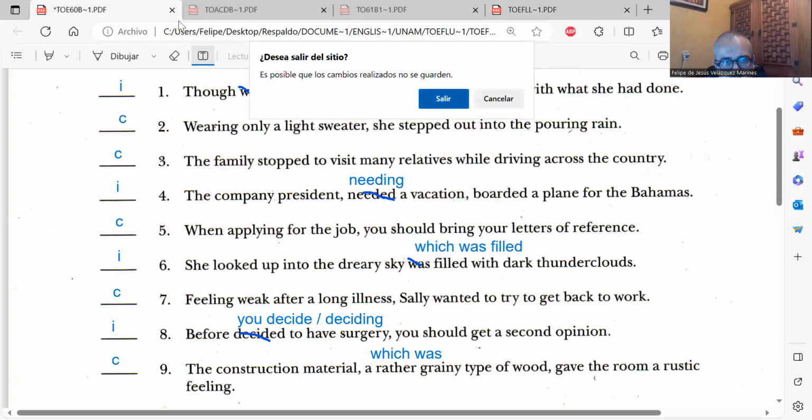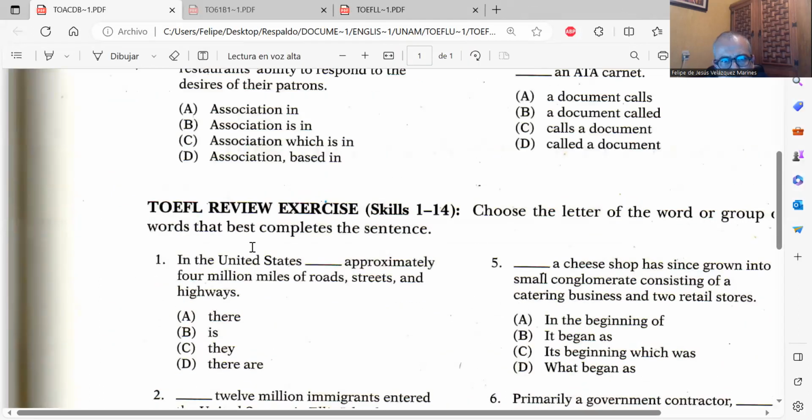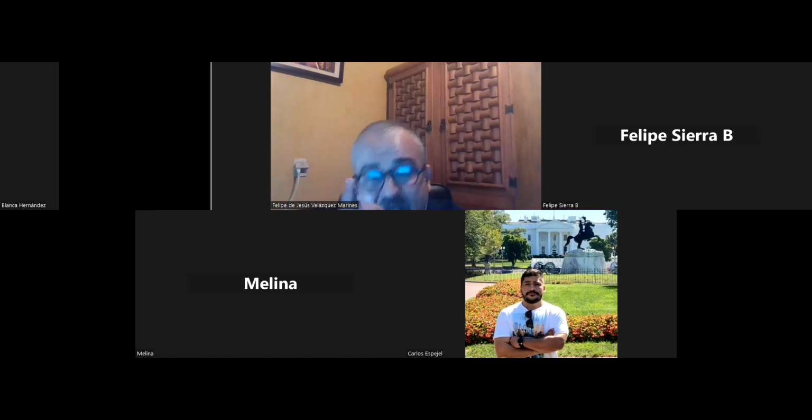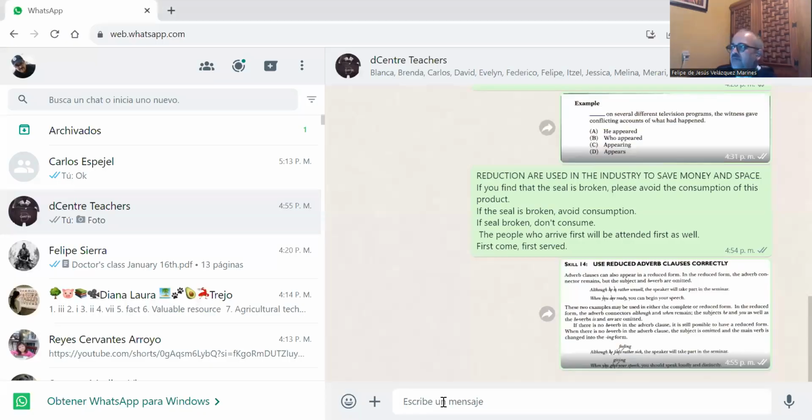Subject verb inversion. I don't remember if I explained to you the 9 cases of subject verb inversion or I explained it to a student. I think, yeah, no, I told you that I like to explain. Now I know I explained to you the 9 cases of adverb clauses. Okay. Subject verb inversion.